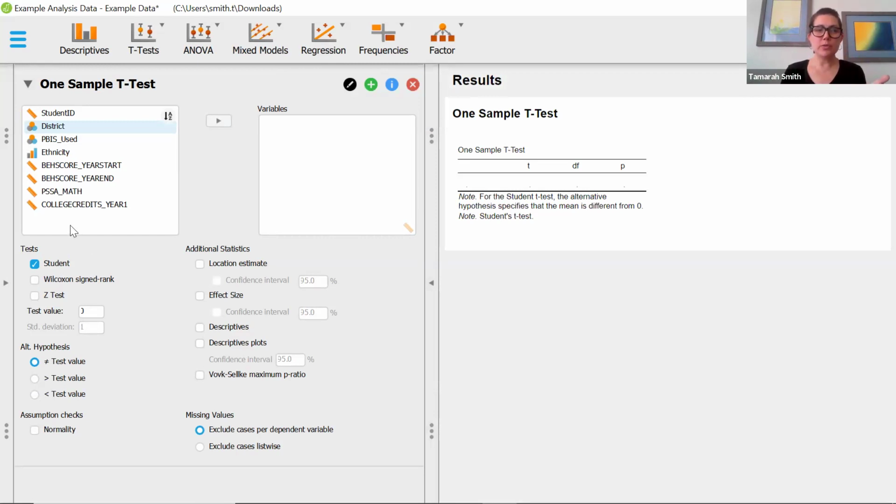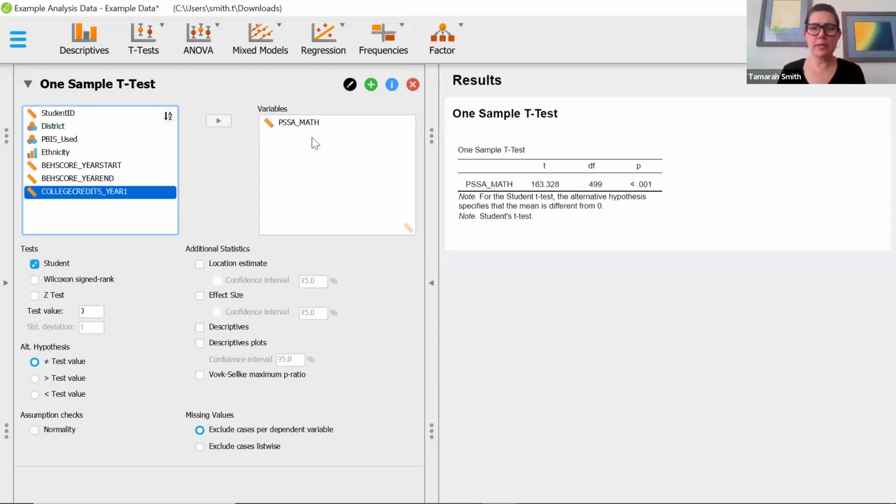So for example, in this group, they've all taken this standardized math test. What if we wanted to see whether their average score on that math test is normal? Is it way above average, below average? Where are these kiddos? We would use a one sample t-test for that.